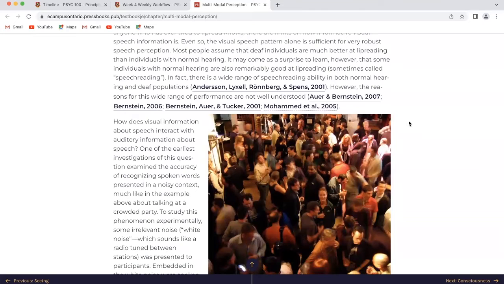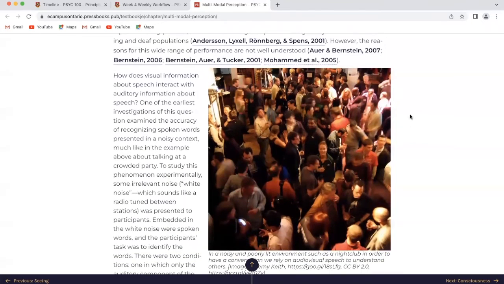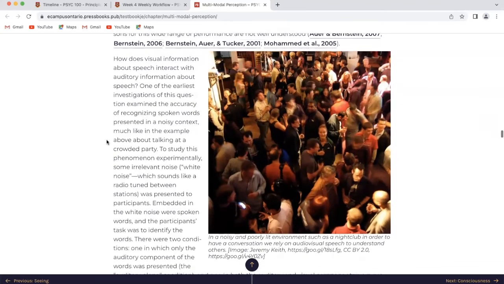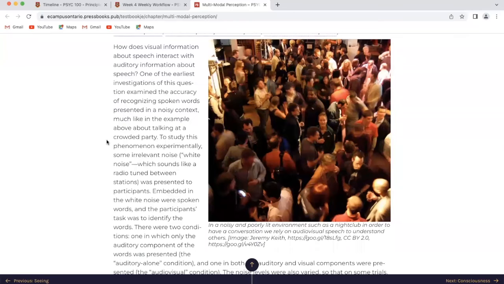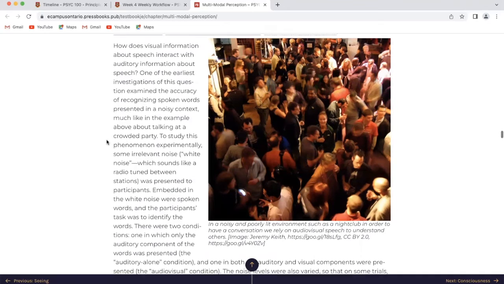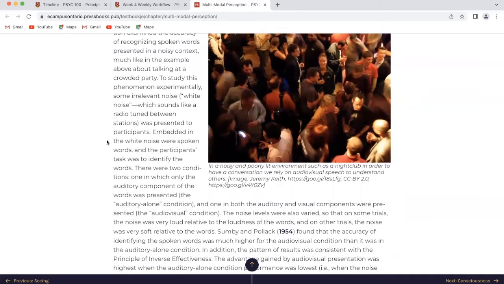How does visual information about speech interact with auditory information about speech? One of the earliest investigations of this question examined the accuracy of recognizing spoken words presented in a noisy context, much like in the example above about talking at a crowded party. They have just a little visual here about a crowded nightclub party. To study this phenomenon experimentally, some irrelevant noise, white noise, which sounds like a radio tuned between stations, was presented to participants. Embedded in the white noise were spoken words, and the participants' task was to identify the words.